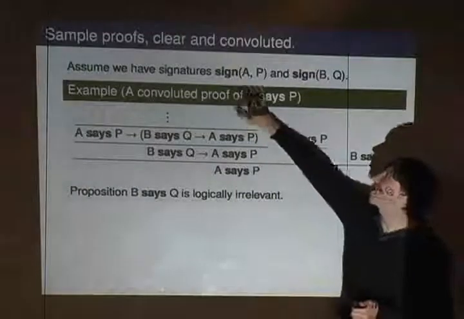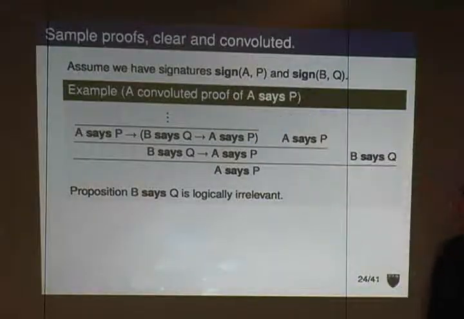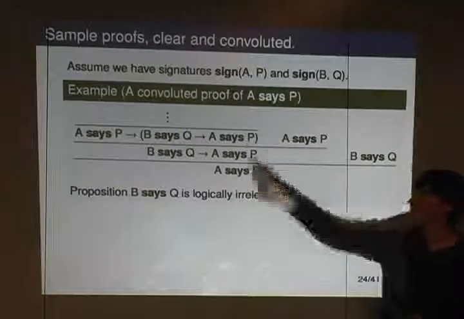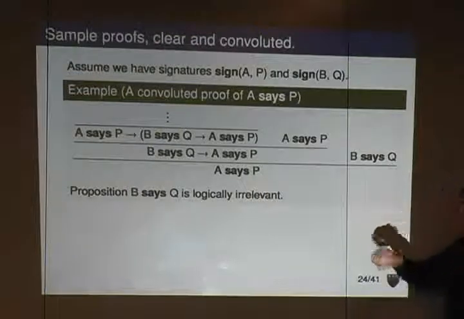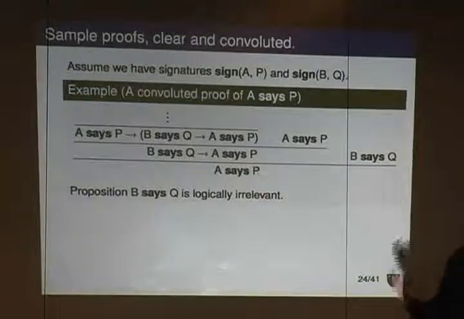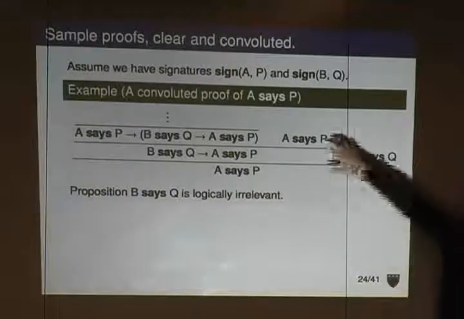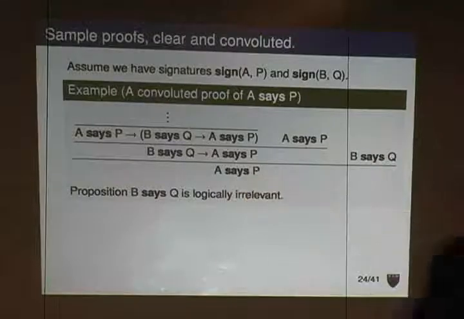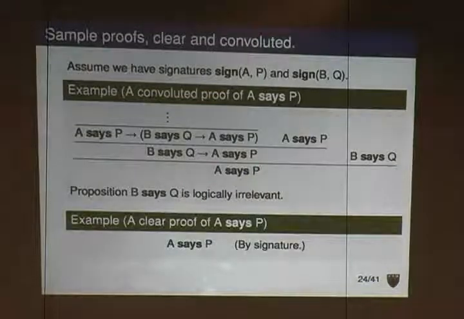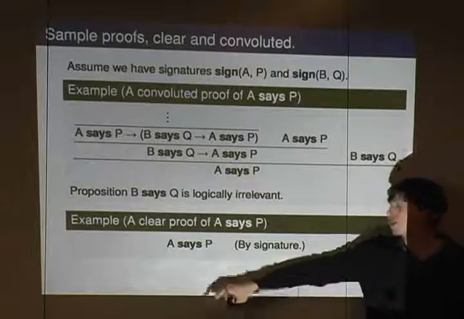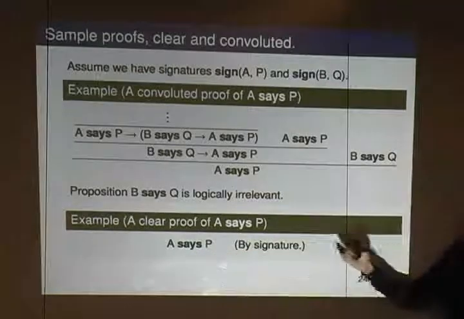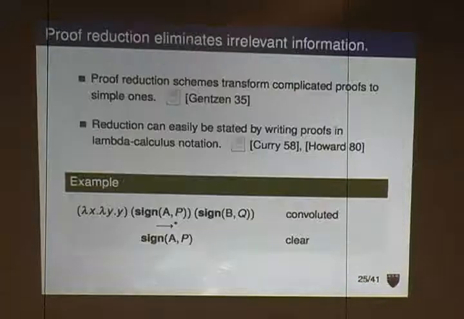To be a little more concrete, if we have a signature from Alice and a signature from Bob, we can put those together into a big complicated proof that in the end only concludes that Alice says P. And it includes Bob's signature, even though it's irrelevant, right? If we have Alice's signature, we shouldn't need to know anything about Bob to conclude that Alice says P. What we'd like to do is take this complicated thing and come up with a clear proof where we just conclude Alice says P by the fact that there's a signature. Aura does this using a proof reduction technique that's well studied in the programming languages community.